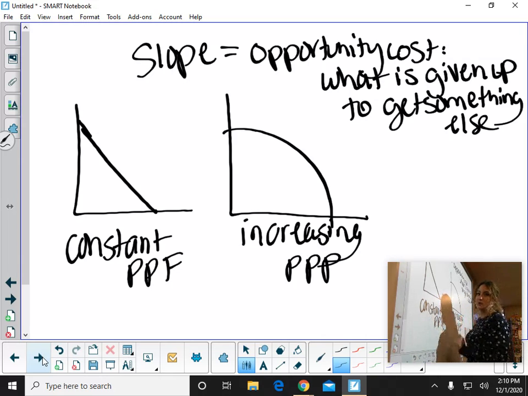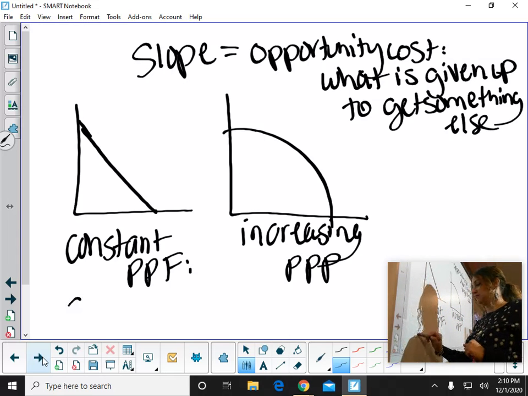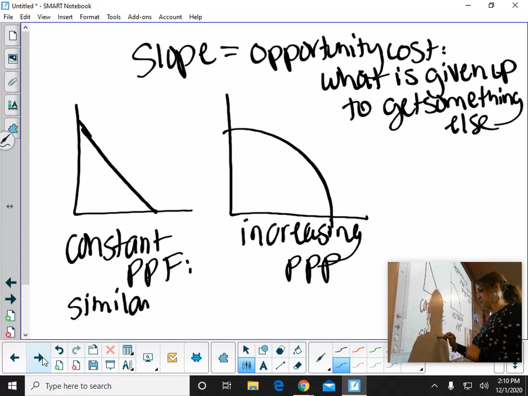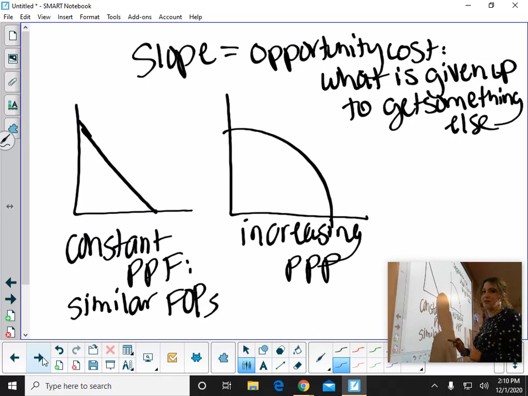So if you have a constant PPF curve, these two products are very similar in the type of resources that it requires. So this is going to be like corn and tomatoes. They are both agriculture items. They both need a certain amount of land. They're not completely different. So constant PPF curves are typically two goods that have similar FOPs. So think of cupcakes and cake, or brownies and cookies, things like that. They're basically the same types of ingredients, just maybe slightly different.